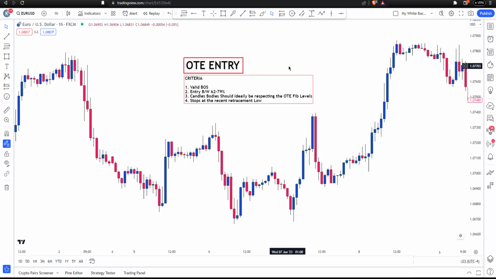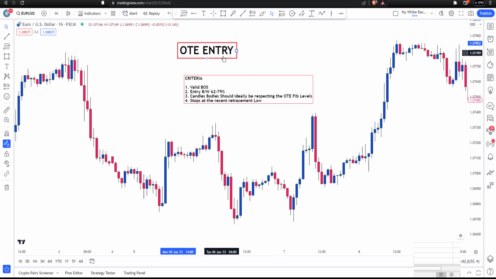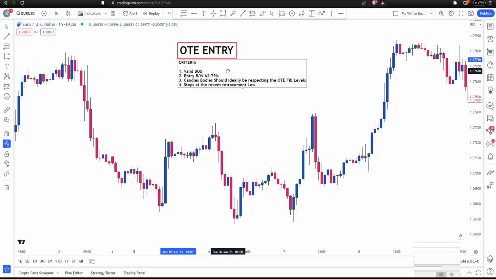So in simple terms, what exactly is optimal trade entry? From the word, we are simply looking for the best entry, the entry that will not give us trouble, an entry that will help us to have a good risk to reward ratio, an entry that will help us to do good money management. That is basically what optimal trade entry gives you, and giving you the best time for entry.